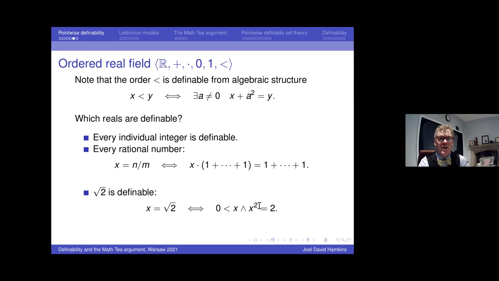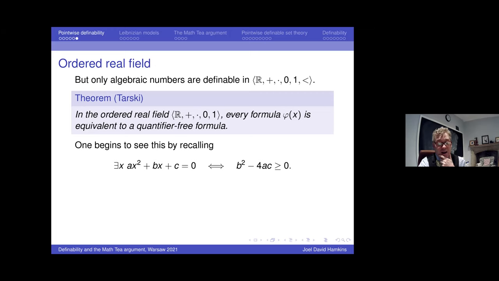And every algebraic number is definable because every algebraic number is a root of an integer polynomial. And it's either the smallest root or the next smallest root and so on, the kth root in order of the roots of that polynomial. And so therefore we can define any particular real algebraic number. But in fact, we can define only those in that structure. And this is a consequence of Tarski's theorem on the elimination of quantifiers for real closed fields.